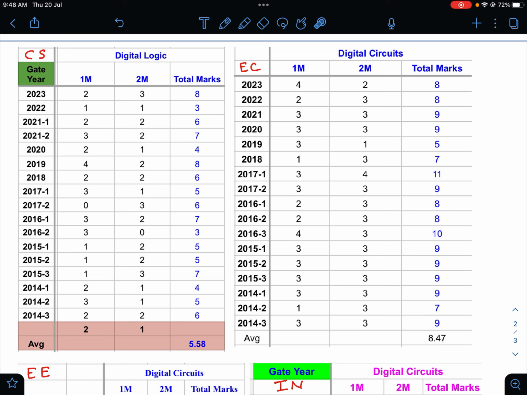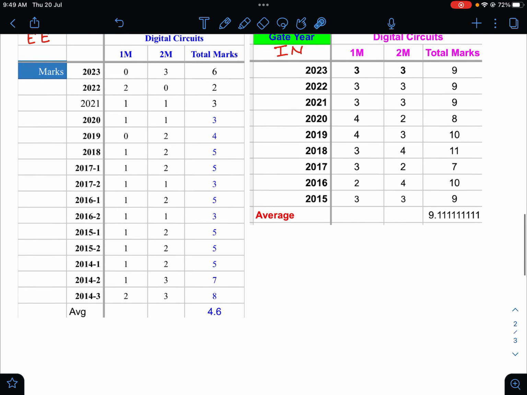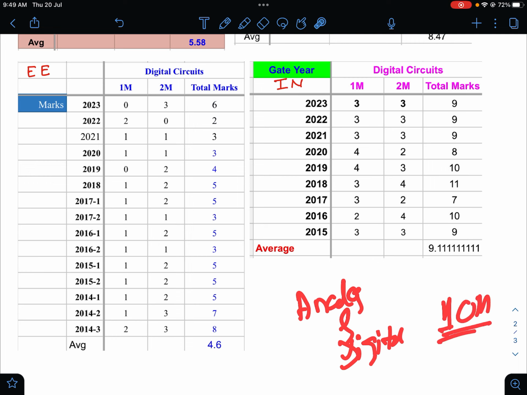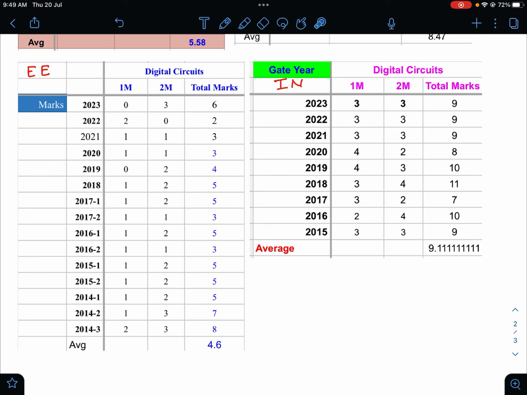So this is the exact data, students, by observing the last 10 years of patterns. So we came to the conclusion that on an average 8.47 marks we are getting in the electronics paper. Electrical is less, in fact the least compared to all these streams. In electrical, we get 4.6 marks on an average. Actually, if you observe the syllabus of electrical, it is analog and digital circuits. Okay, so combined from analog and digital, 10 marks of questions on an average we are getting. But if I speak specifically with respect to digital, 4.6 marks we are getting.